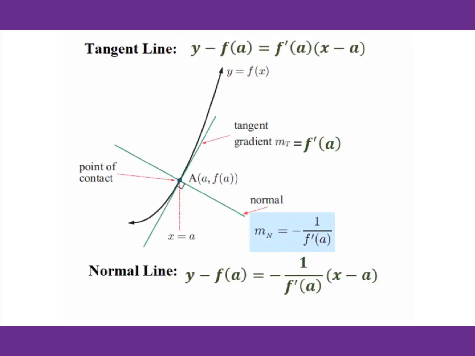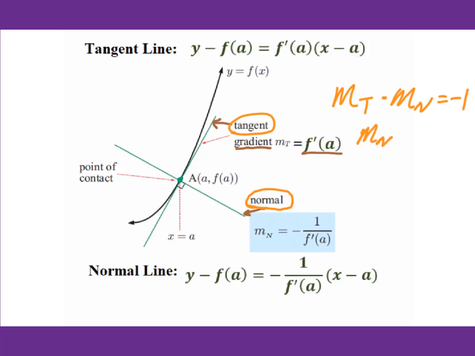Now let's talk about the gradient of a tangent line and the gradient of a normal line. Suppose this is the point A, f of A. The tangent line is this, and the normal line is this one. We know the derivative is the slope of the tangent line. Therefore, m sub t, which stands for the slope of the tangent line, equals the derivative of f of A. The normal line and the tangent line are perpendicular to each other. Therefore, m sub t times m sub n equals -1. So the slope of a normal line equals -1 over the slope of the tangent line.